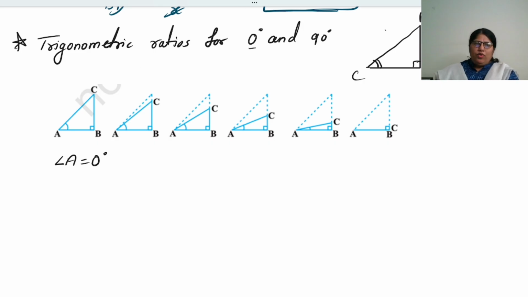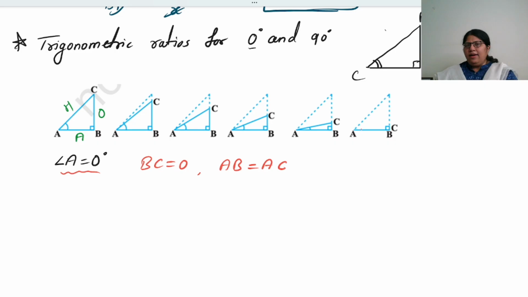So what is this first here? This is your hypotenuse, this is your adjacent, this is your opposite with respect to angle C. So now angle A has to become 0 degree, correct? So what will happen here? BC length is decreasing till 0. So you should know BC has become 0 and AB has become equal to AC, because at the end AC falls on AB. So these two lengths have become equal and BC has decreased and it has become 0.